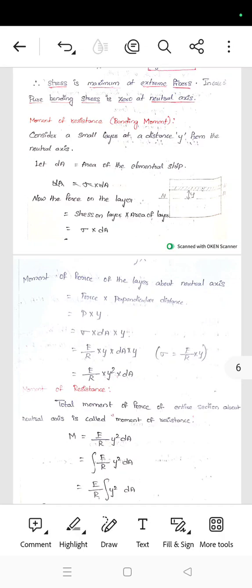So we are calculating the moment. Force moment is equal to force into perpendicular distance. Here force is sigma into dA and perpendicular distance is y. Writing sigma in full form, E by r into y into dA into y. From this we get moment equal to E by r into y square into dA. The total moment of force of the entire section about the neutral axis is called moment of resistance. So here M is equal to E by r into y square dA.